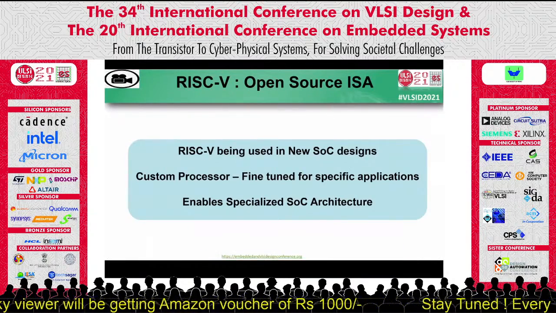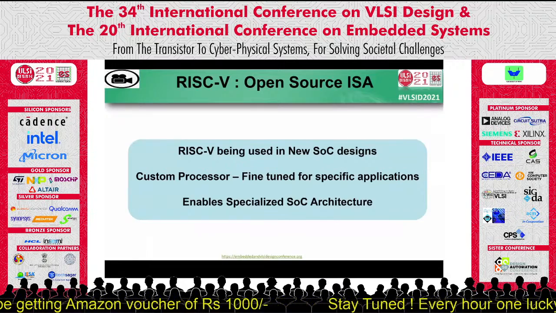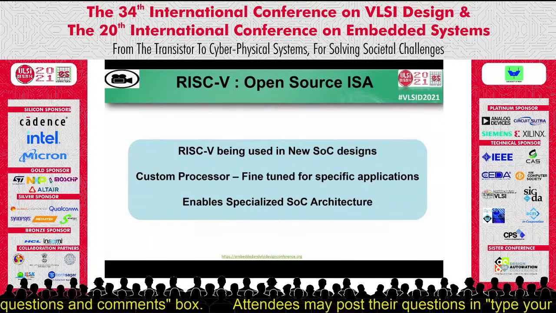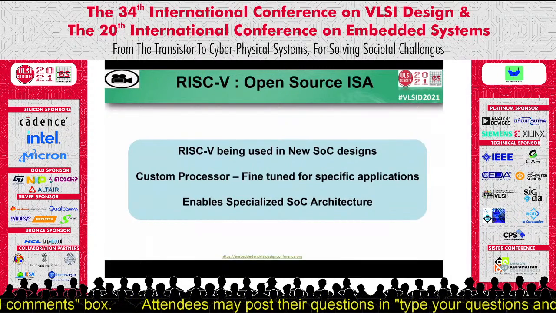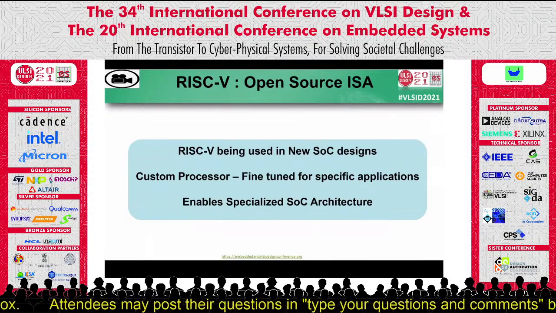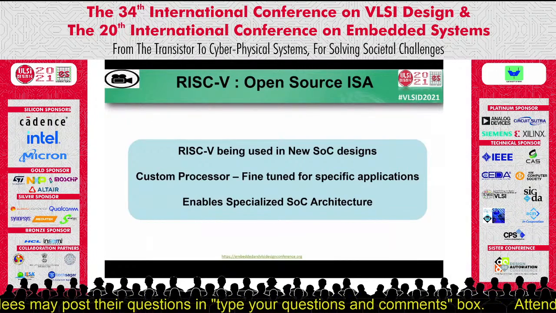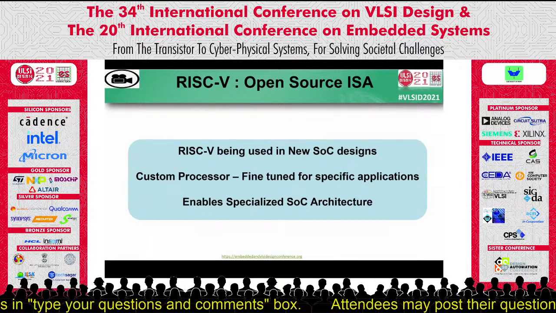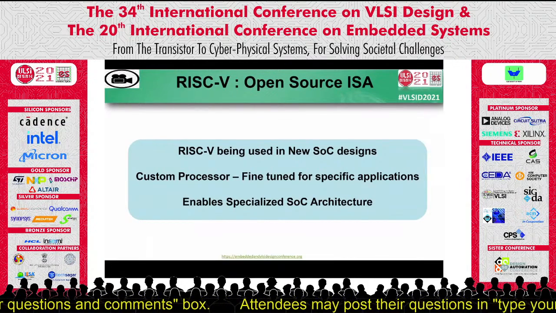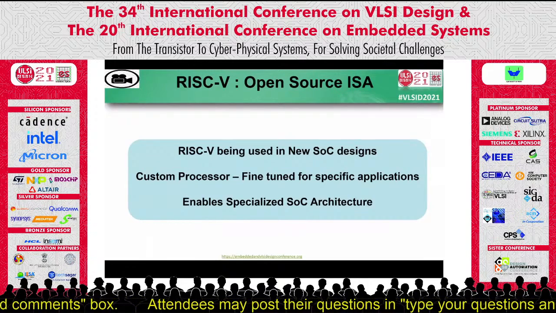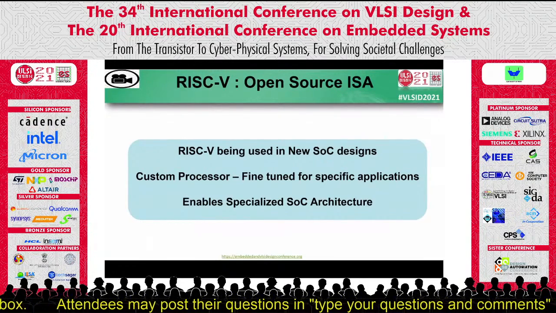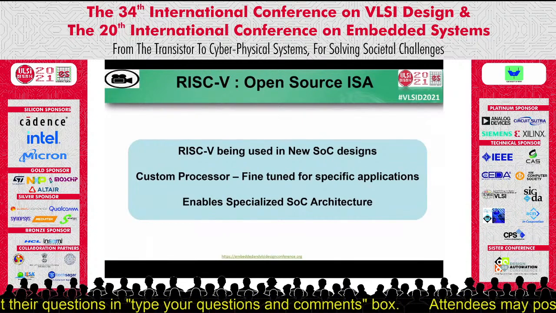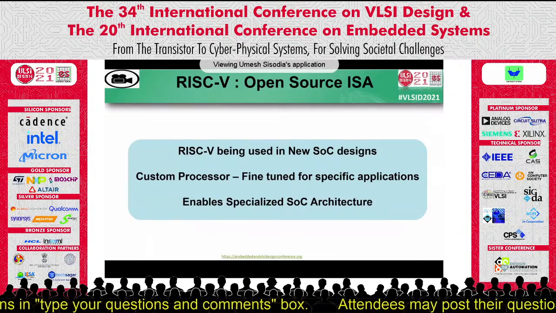RISC-V is the new open source instruction set architecture, which is at the heart of this open source movement. As RISC-V is a new ISA, anyone who is using RISC-V must be designing a new SoC. One of the benefits of RISC-V is that you can add custom instructions to it. So people are using RISC-V to design custom CPUs for specific applications, and these custom CPUs are at the heart of the specialized SoC architecture.